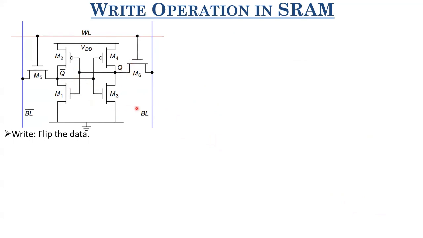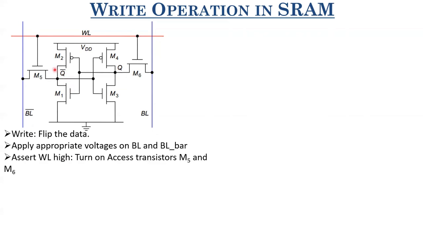For this, first, we apply appropriate voltages on bit line and bit line bar. Here, let us take the case that Q equals 1, Q bar equals 0. Now if we have to flip this Q to 0, we apply 0 on BL and VDD on BL bar to flip Q bar from 0 to VDD. And then we again assert the word line high so that M5 and M6 are turned on and we can access these internal nodes.